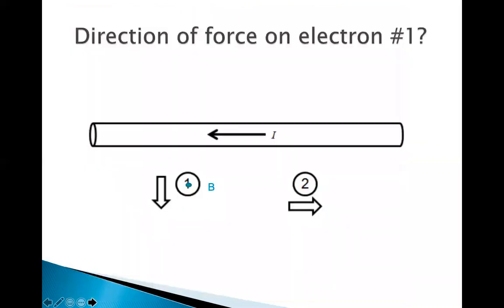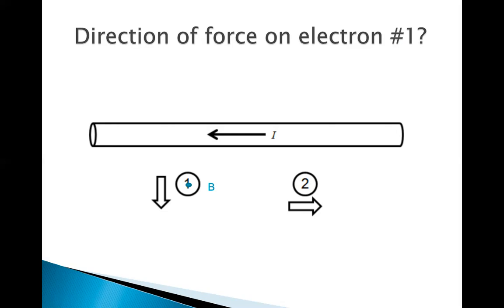Another example, direction of force on electron number 1. So here we have electron number 1 and number 2, and the arrow next to it represents the direction of its velocity. Okay, we have a current I. If we apply the right-hand rule, if the right-hand thumb points the direction of I, then the fingers wrap around and represent the direction of the magnetic field. At the point coming out of this paper or screen, the magnetic field comes out. So the dot here represents an arrow with the head coming out of the page.